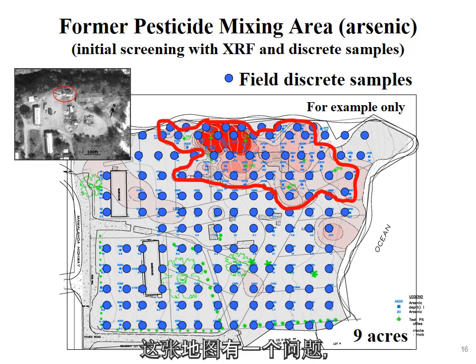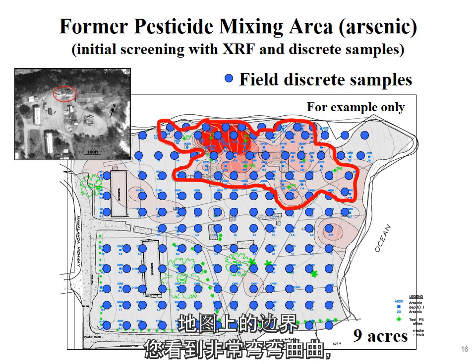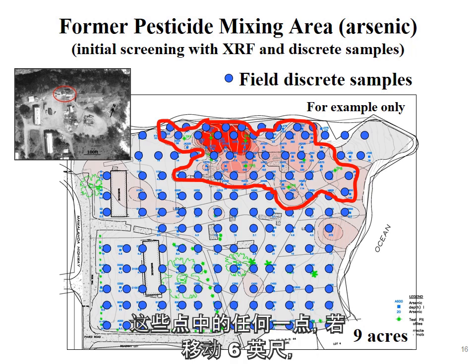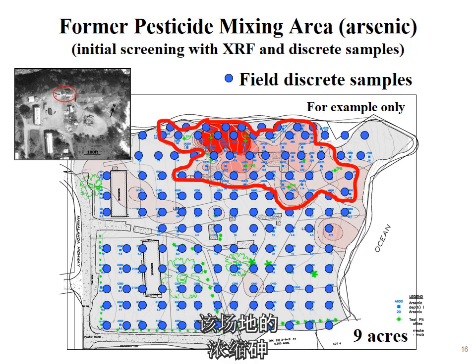And one thing with this map, the boundary of the map you see is very squiggly and such. You really can't rely on this. We'll look at that again tomorrow due to small scale variability. Any one of these points, if you move over 6 inches, you could get an order of magnitude difference in the concentration of arsenic at the site.